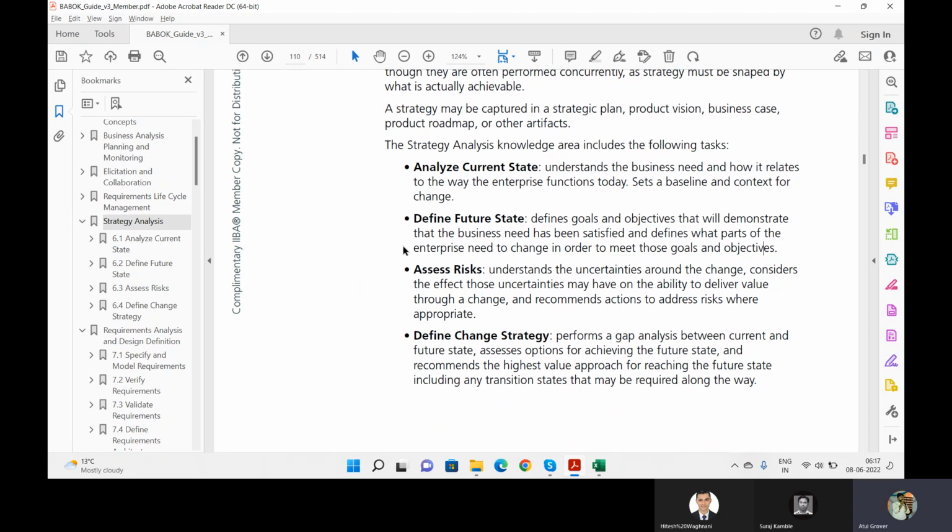Then I say, boss, did you assess the risk? If you come to ServiceNow, your previous experience becomes zero. Number one, there is no guarantee that you will get the CTC which you are getting at this point of time. There is no guarantee that you will get a job easily and quickly after learning ServiceNow. He says, no, I did not assess that risk. You are on the current state that I analyze, you define the future state, I want to be going to ServiceNow. Did you assess the risk? No.